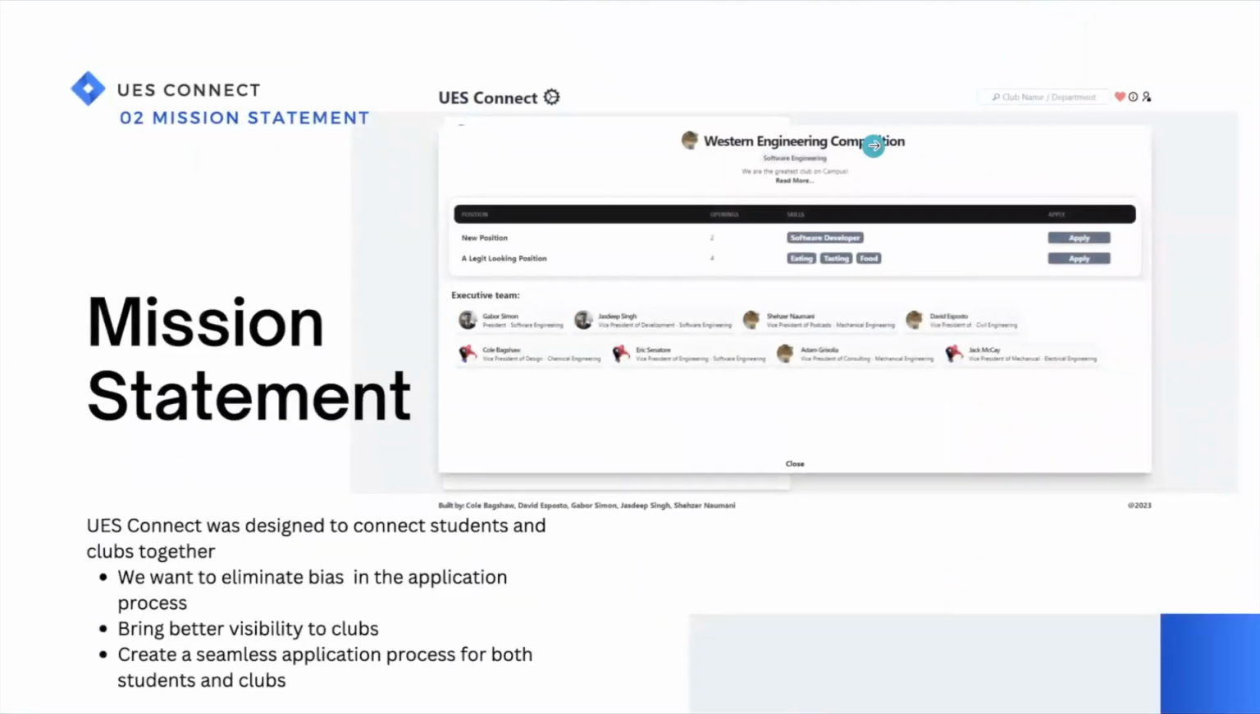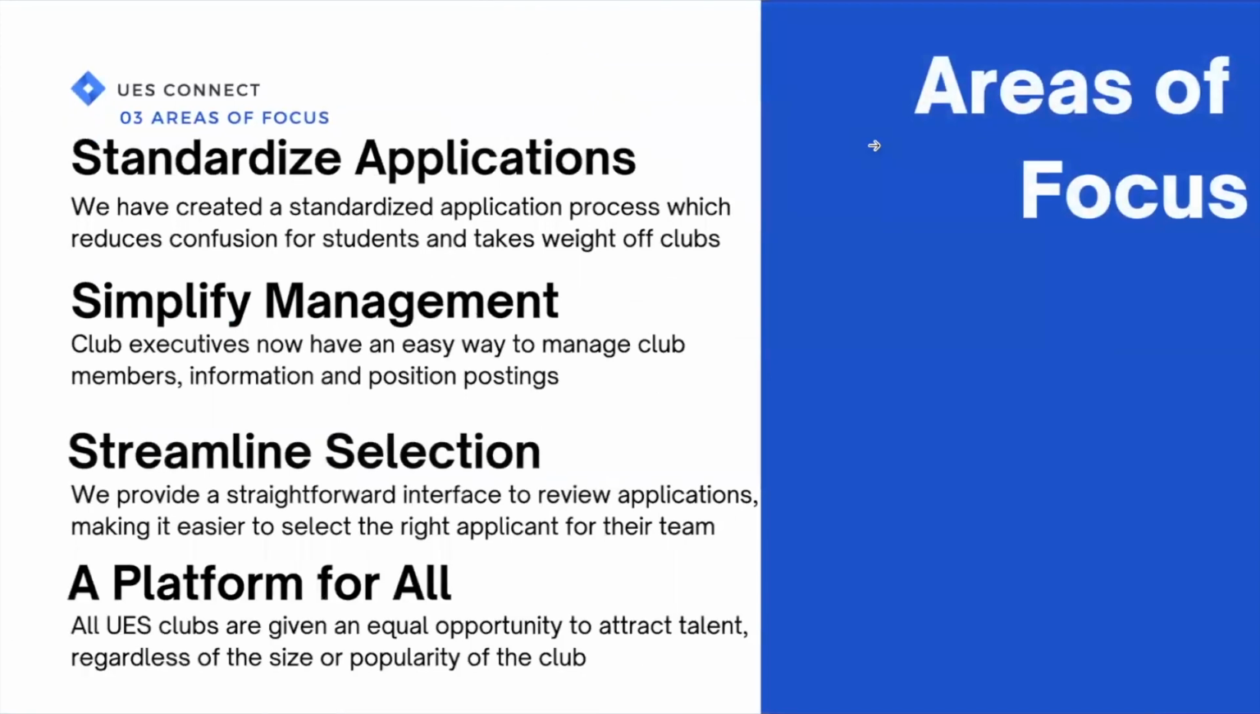UES Connect's mission statement is to bring better visibility to clubs, create a seamless application process for both students and clubs, and eliminate bias in the application process. Here are some of the areas of focus that make UES Connect stand out from the rest.